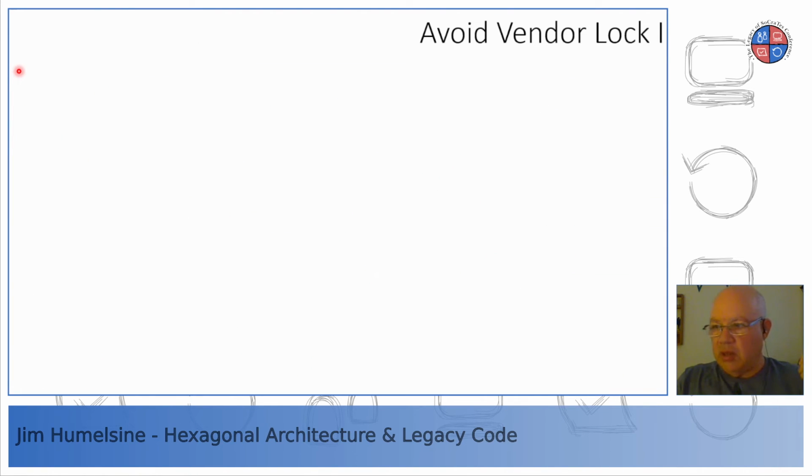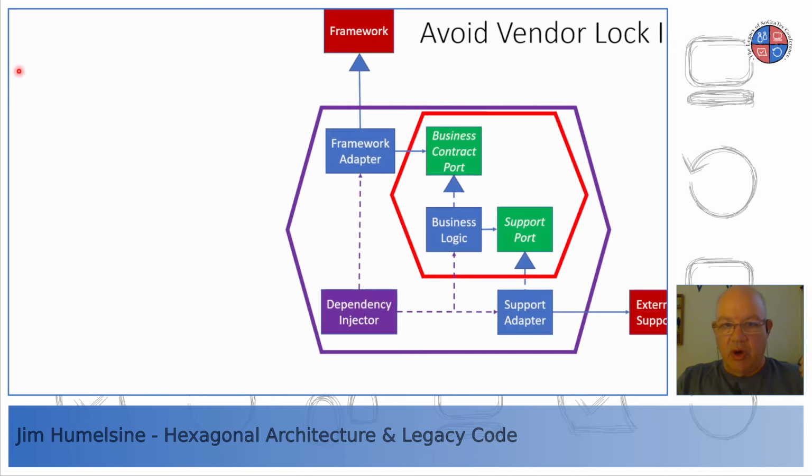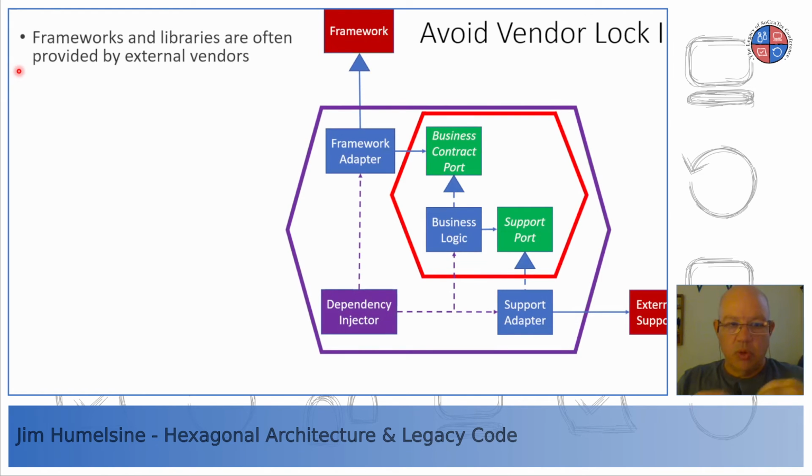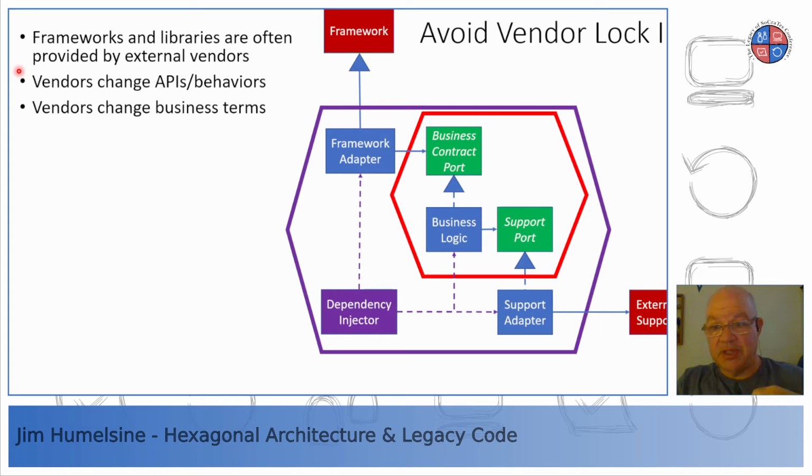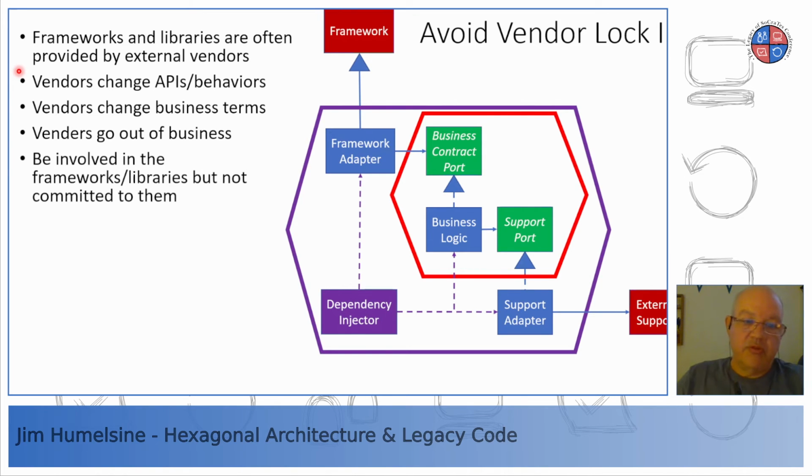We also want to avoid vendor lock-in. So the framework and the external supports might often be from other vendors, and that's not necessarily something you have control over. Vendors can change their APIs and their behaviors. They can change their business terms, such as making things more expensive. Worse yet, they can go out of business. So you could be depending upon something and all of a sudden that vendor is gone and now you're kind of stuck. So you want to be involved with the frameworks and libraries, but not committed to them.